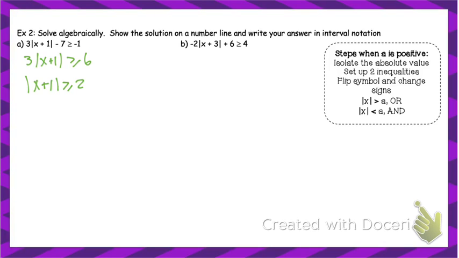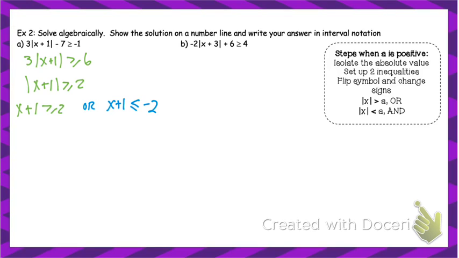So two scenarios. x plus 1 is greater than or equal to 2, or x plus 1 is less than or equal to -2. So on that second inequality, we changed two things. We changed the plus or minus sign, and we also flipped the inequality symbol. Very similar to when you're used to solving inequalities: if you divide by a negative, you flip the sign. So when we change that to a negative, we flip the inequality symbol as well.